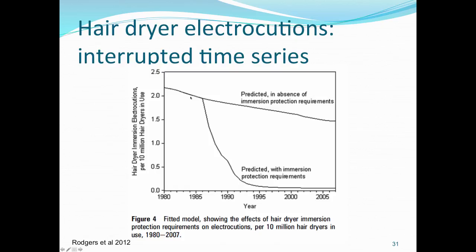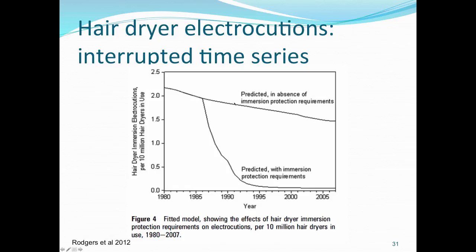But what they are able to show, at least mathematically, is that once legislation came in that had hairdryer immersion protection requirements, so ways to make the hairdryer turn off when it hits water, this is the trend that would have happened without. And so what they're really showing graphically is the big difference between the expected and the actual trends. So showing how time series data are used.